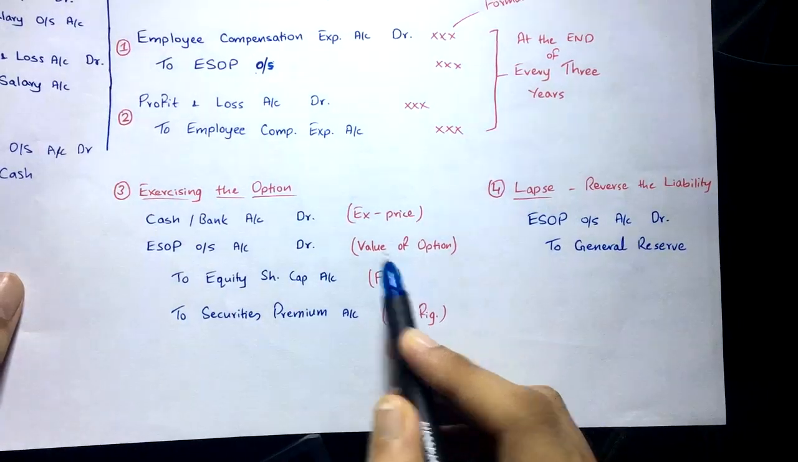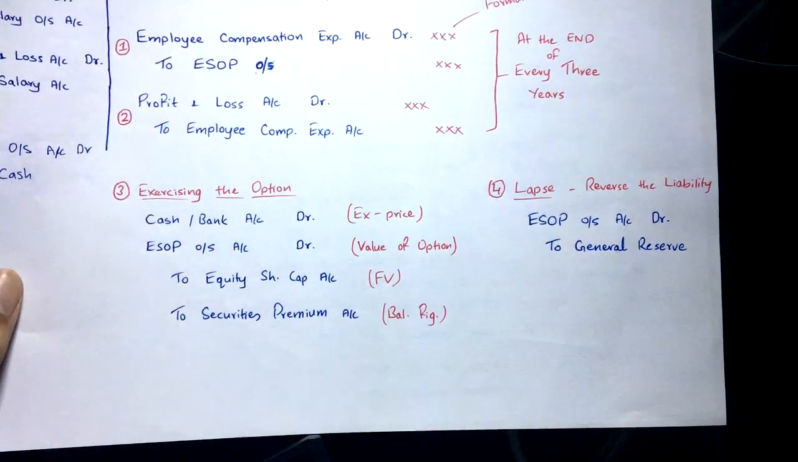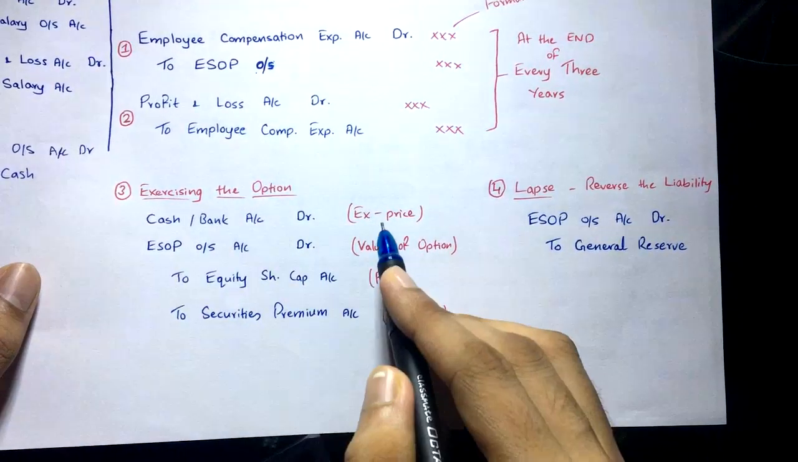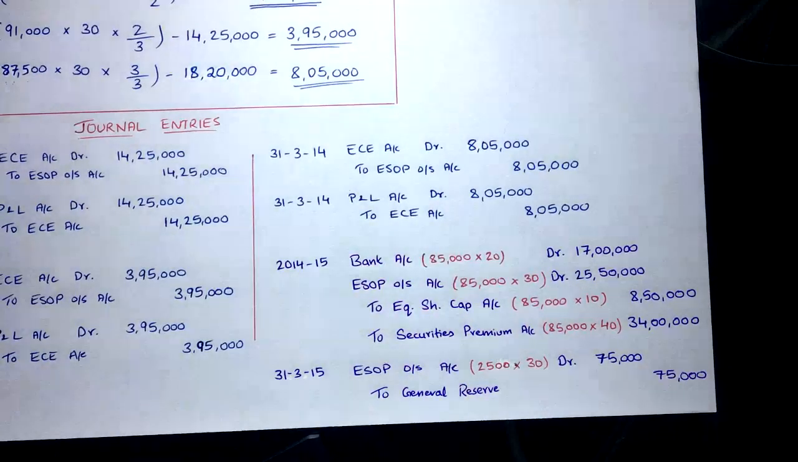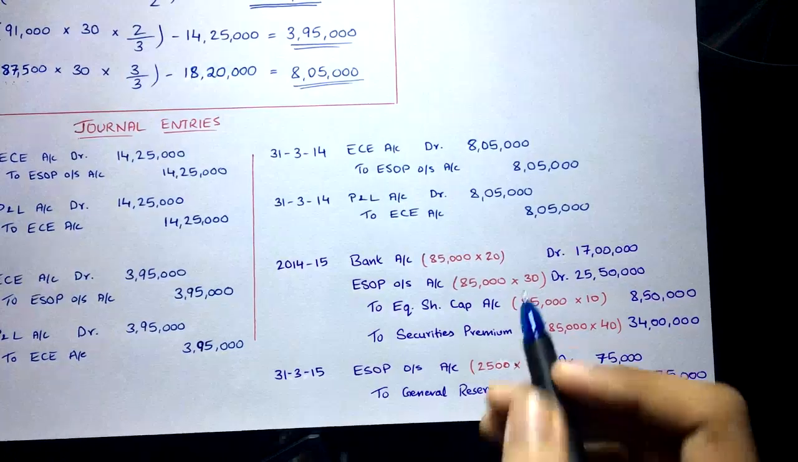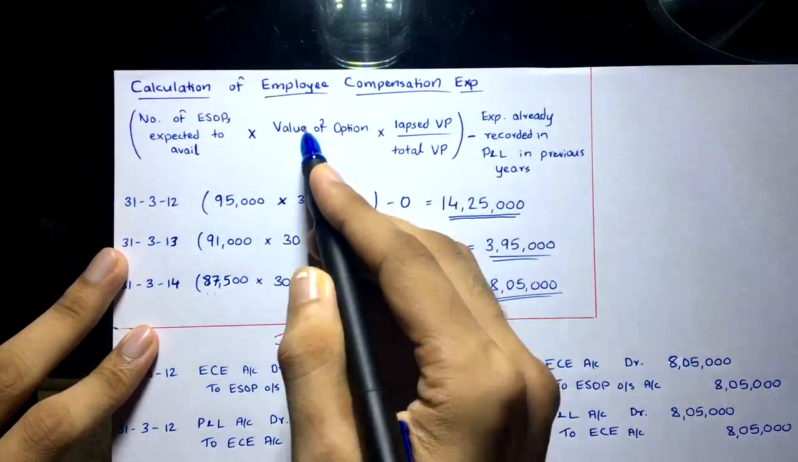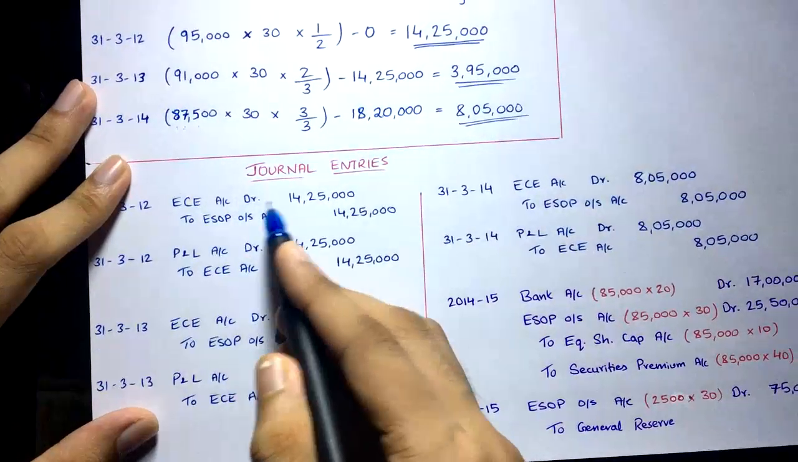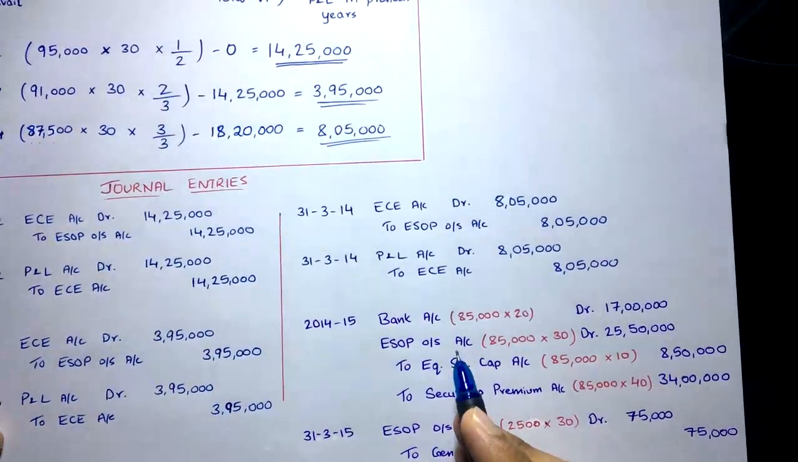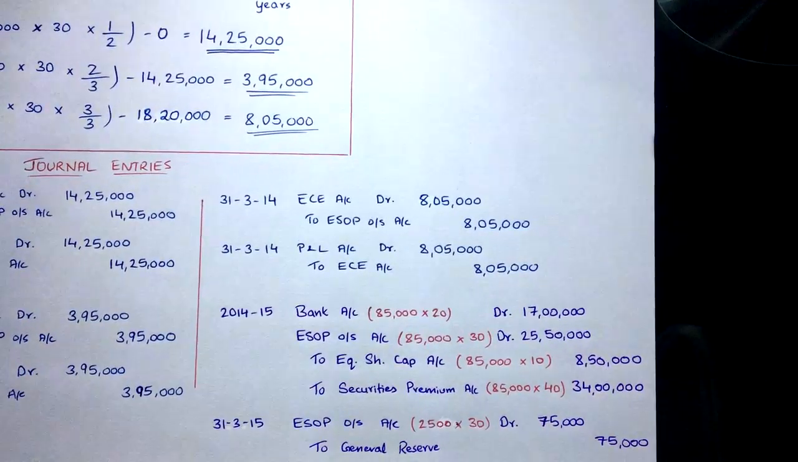Now the ESOP outstanding account always plays its game on the value of option. Always remember that. ESOP outstanding account is always on value of option; cash or bank account is always on exercise price. Keep that in mind and commit that properly to your mind. Why value of option? Because this employee compensation expense was calculated with the value of option, and the entry here is also value of option only. So that's what you have to cancel. Is that clear?